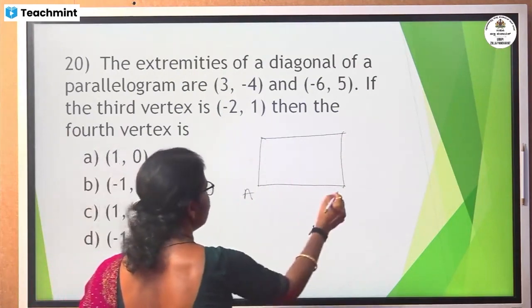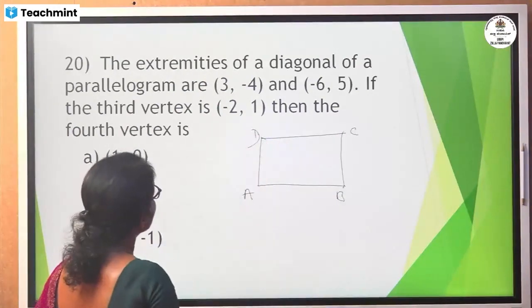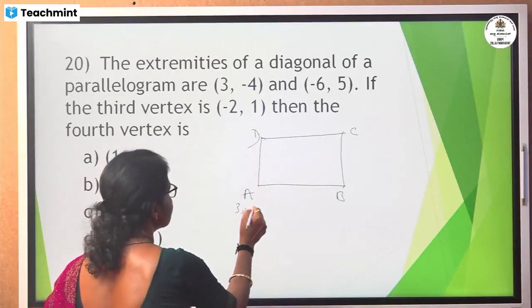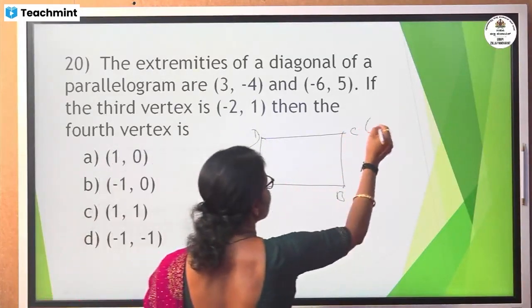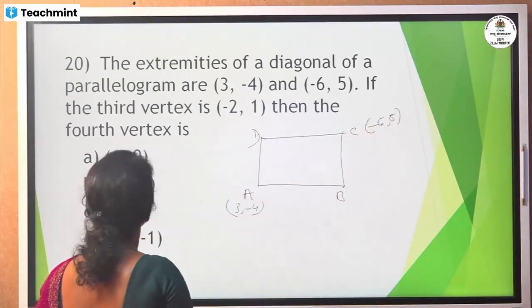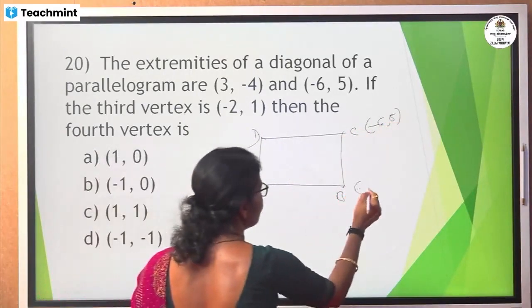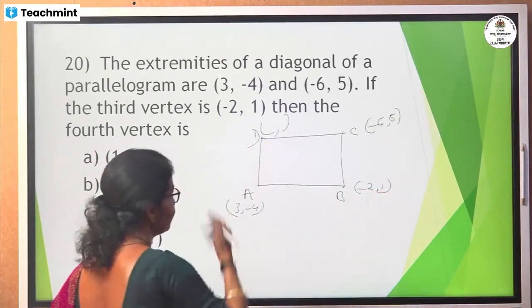So I'll mark the points A, B, C and D. This is (3, -4). Another end of the diagonal is (-6, 5). And the third vertex is (-2, 1). We have to calculate the fourth vertex.